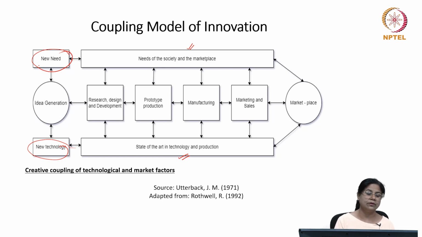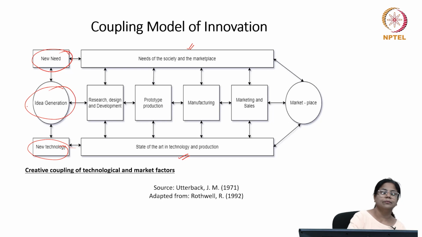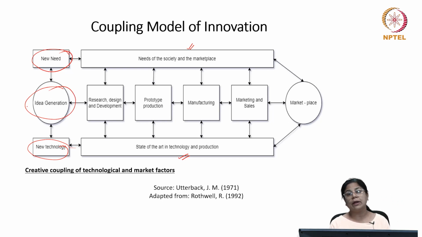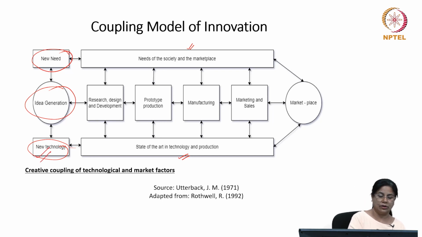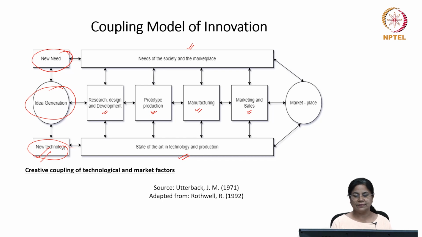And when that happens, idea generation comes into the picture. The role of an entrepreneur in this idea generation can be of paramount importance. There are needs which can be answered through a product which may engage with a new technology. Having understood that, or having got that idea, clearly the process moves forward, and there you find once again a kind of a process which entails research, design and development, prototype production, manufacturing, and then marketing and sales.